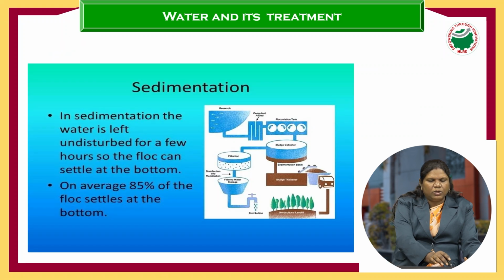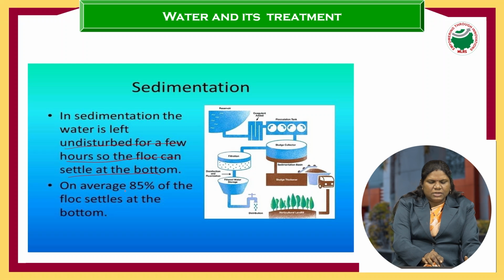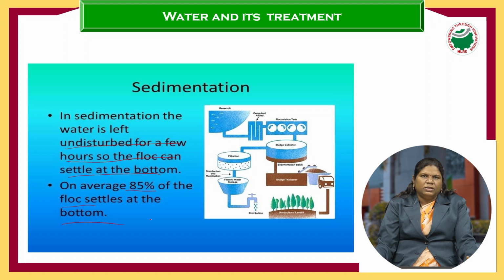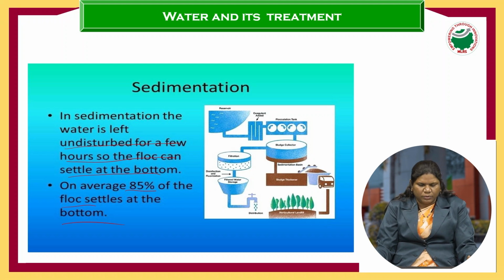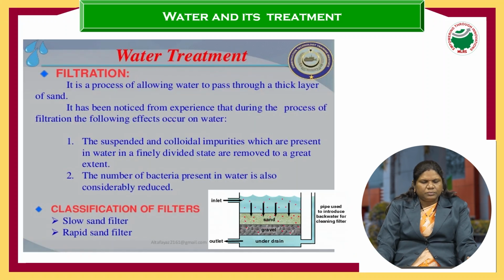In sedimentation, water is left undisturbed for a few hours so that the flocs can settle at the bottom, as I showed previously. On average, 85% of the flocs settle at the bottom. The flocs settle down as sludge and it will be removed. Okay, this is the sedimentation step. And the next step is the filtration step.